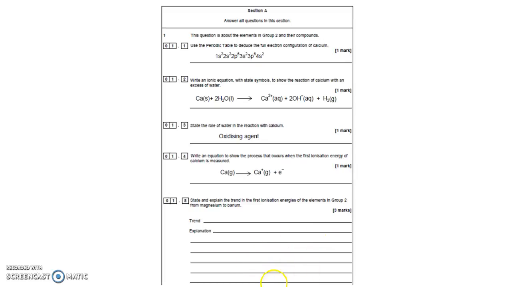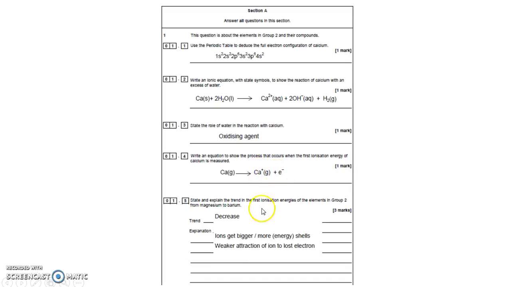Write an equation to show the process that occurs when the first ionization energy of calcium is measured. The thing that most people forget is that the calcium needs to be in a gaseous state, so it's Ca(g) going to Ca+, because it loses 1 electron, that's the first ionization energy. As you go down group 2, the first ionization energy decreases because the ions get bigger. So as the ions get bigger, there are more electron shells, there's more shielding, and there's weaker attraction from the nucleus to the outer electrons because they're further away from the nucleus.